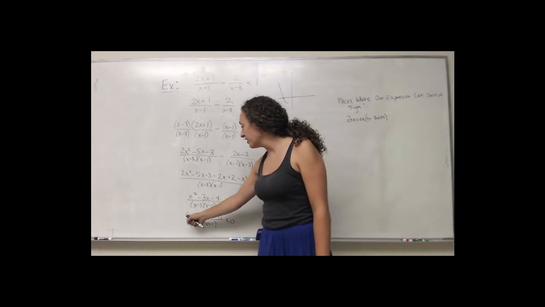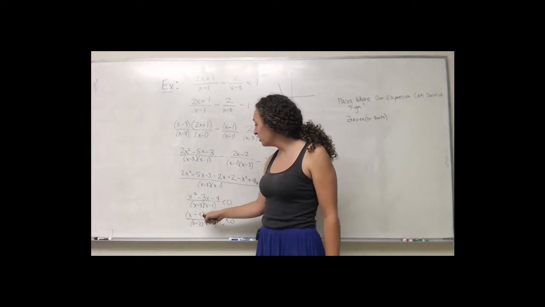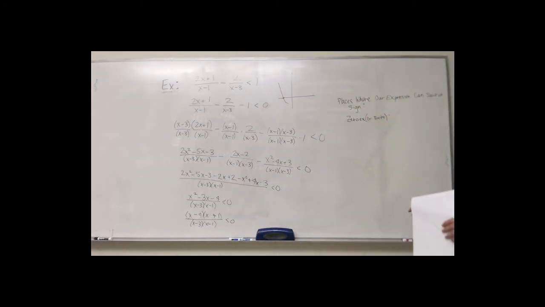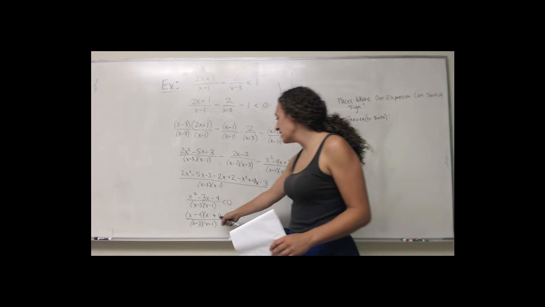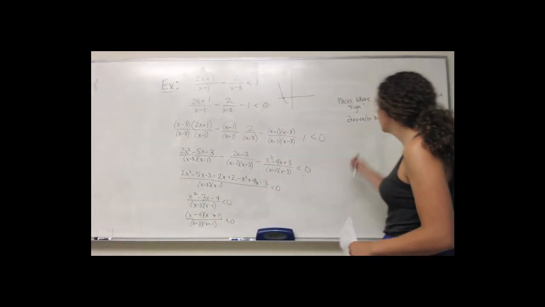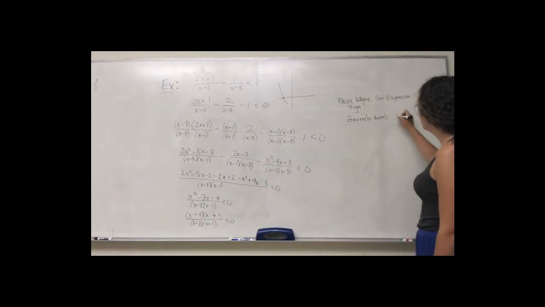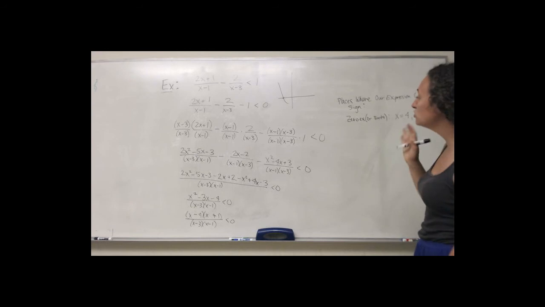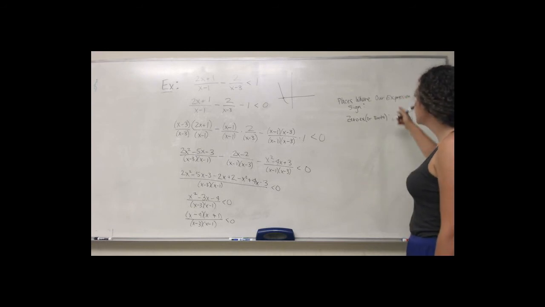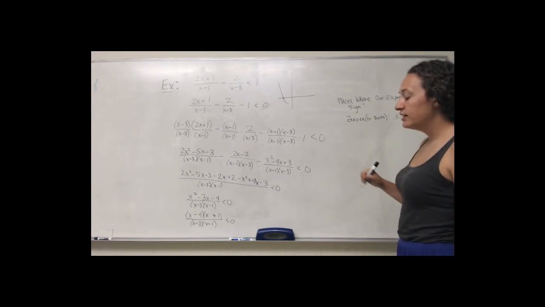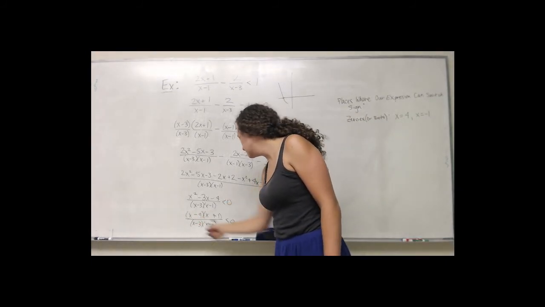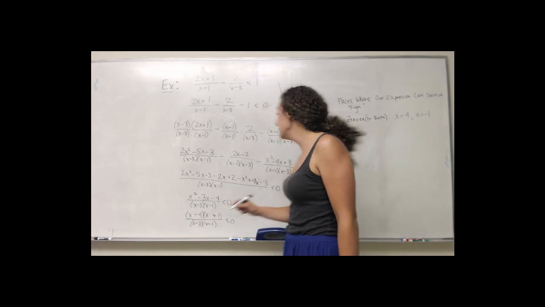So we end up with either x minus 4 is equal to 0 or x plus 1 is equal to 0. So our zeros, or our roots, are x equals 4 and x equals negative 1. Okay, now that's only some of the places where our expression can switch sign. The other places are where our expression is undefined.